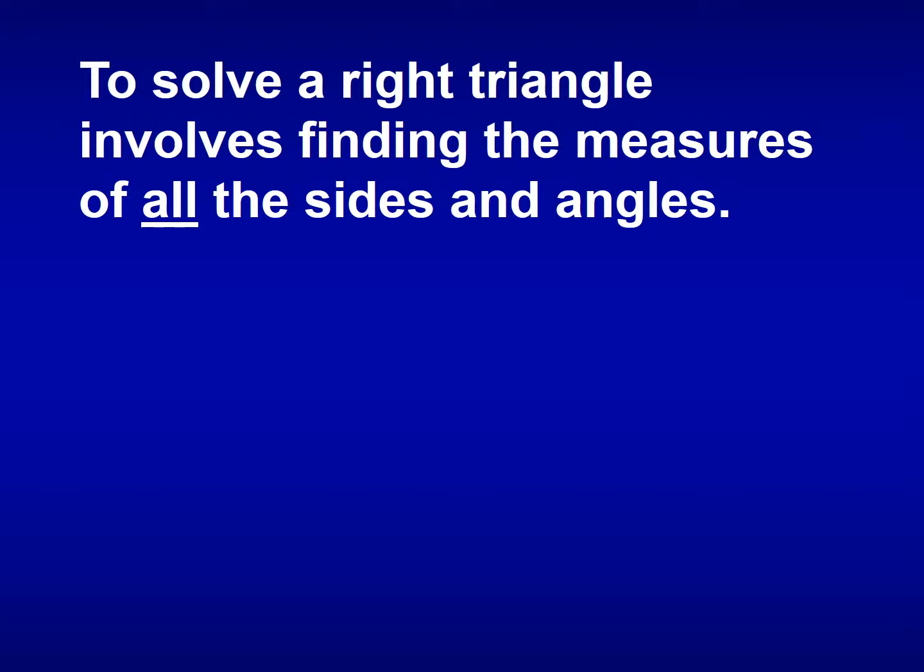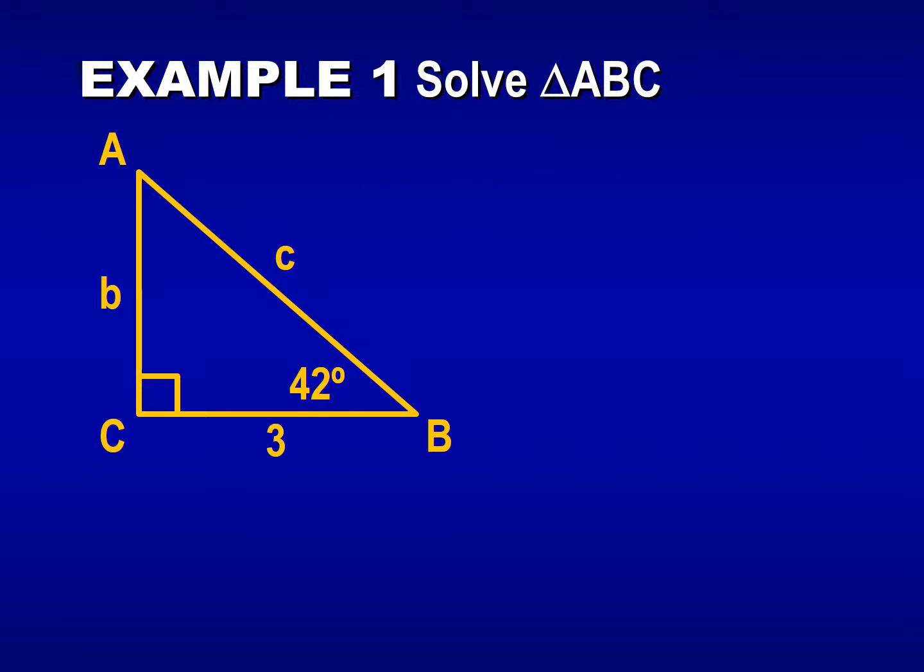To solve a right triangle, we need to be able to find the measures of all the sides and all the angles. There are 3 angles in a triangle and 3 sides of a triangle. So to solve a right triangle, you should have 6 answers: every single angle and every single side. Usually one of the angles will always be given to you because it's a right triangle, so you know that one angle will always be 90 degrees. So let's look at an example.